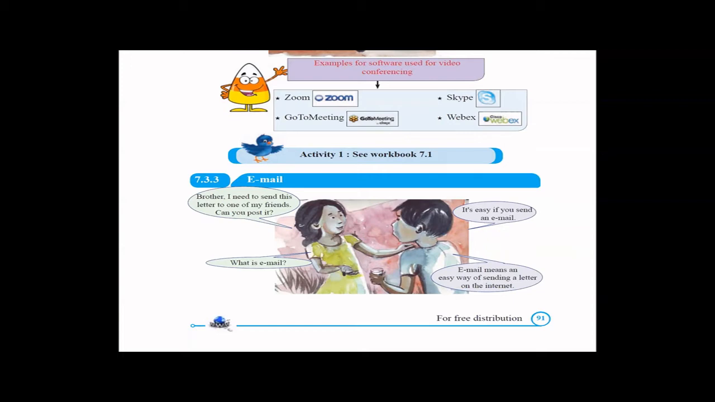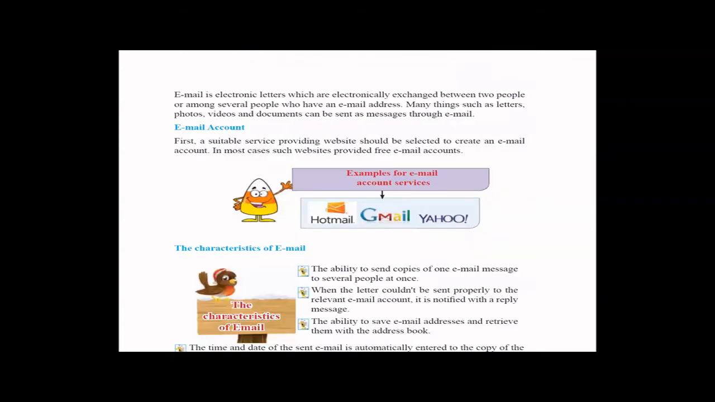Nowadays, we use emails, right? It's an easier way, a cheaper way to send a letter, right? So email is actually electronic letters, which is an electronic exchange between two or several people, several parties, each of which should have an email address. Like the house address, you should have an email address. So if you have an email address, I can send an email to you. So, not like the ordinary mail or the snail mail. Here we can include letters, photos, videos, documents.